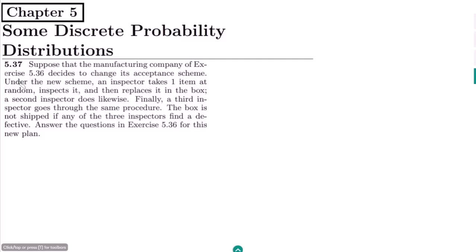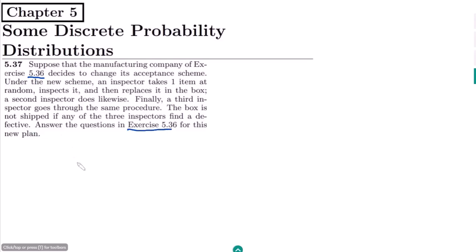Welcome back, guys. This is question 5.37, and the statement of it is, suppose that the manufacturing company of exercise 5.36 decides to change its acceptance scheme. Under the new scheme, an inspector takes one item at random, inspects it, and then replaces it in the box. A second inspector does likewise. Finally, a third inspector goes through the same procedure. The box is not shipped if any of the 3 inspectors find a defective item. Answer the questions in exercise 5.36 for this new plan.